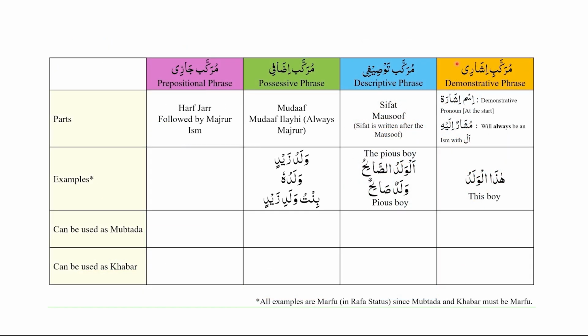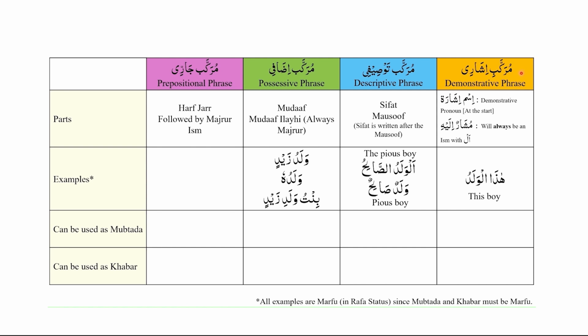Now we will study the use of different types of murakkab as mubtada or khabar in Jumla Ismiyah. We have studied Murakkab Ishari, Murakkab Tawsifi, Murakkab Izafi and Murakkab Jari. For each murakkab, we will see whether the murakkab can be used as mubtada or khabar in Jumla Ismiyah. Let us start with Murakkab Ishari or demonstrative phrase.